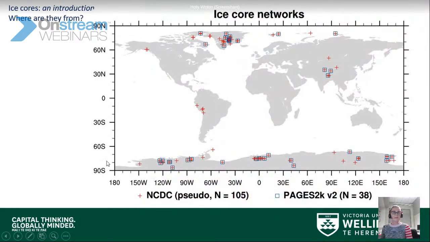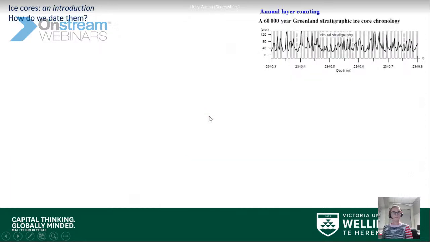Predominantly, today I'm going to talk about Antarctic ice cores. But ice cores come from anywhere really there is glacial ice. So Greenland, the third pole, and even some mountain alpine glaciers.